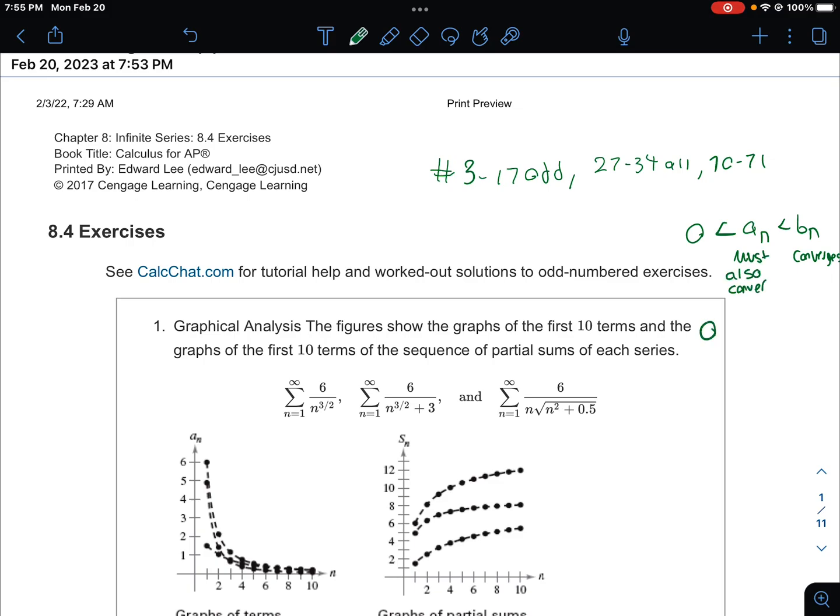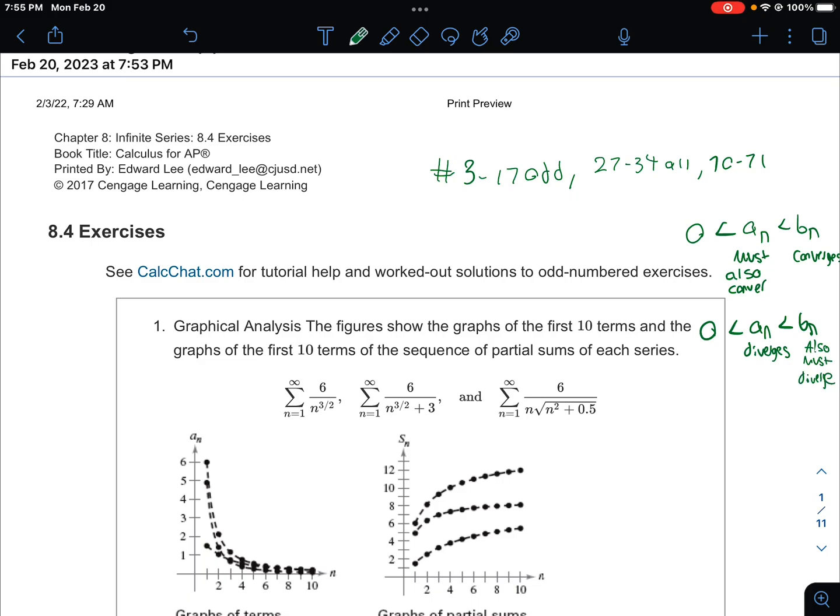And we know that if 0 is less than a sub n is less than b sub n, and you pick a sub n, if a sub n diverges, and you know the series that you're looking at is always larger, then b sub n also must diverge.